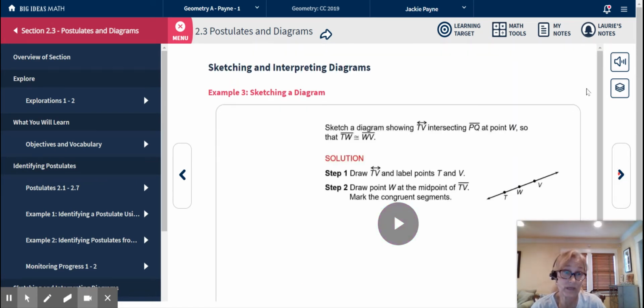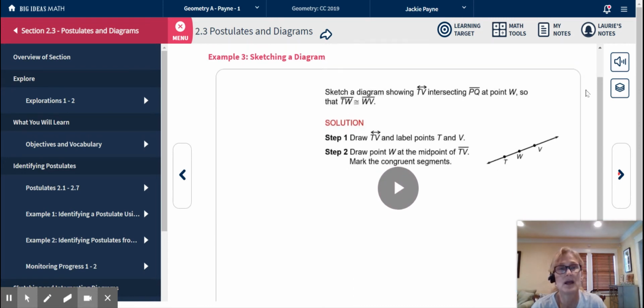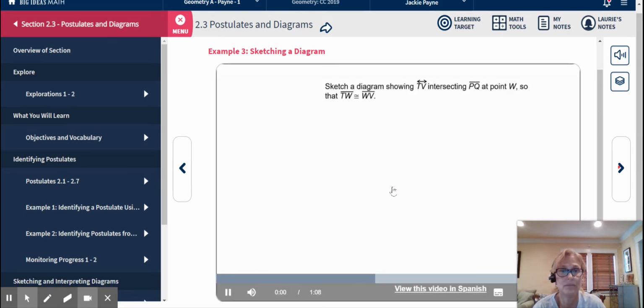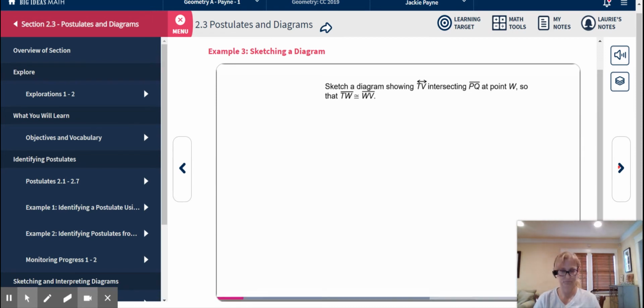Now, I'm going to ask you to do some sketches also. So sketching a diagram showing line TV is here, intersecting PQ, which is a segment, there's no arrows on the symbol, at point W. So that segment TW is congruent to segment WV. So I'm going to show you the drawing, how you do it. Okay. Sketch a diagram showing line TB intersecting line segment PQ at W, so that segment TW is congruent to segment WV.